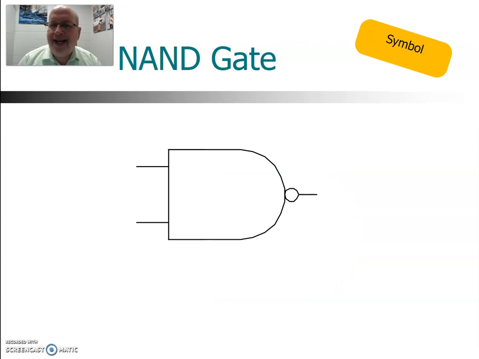Then we have a NAND gate. NAND stands for not AND. And remember we had that little circle on the inverter that represents the inversion. Well, that's exactly what we're doing here. We're taking the AND gate and adding an inverter to the output. So our truth table for the NAND gate is going to look exactly the opposite of the AND gate. It's going to take the AND truth table and invert all of the output.